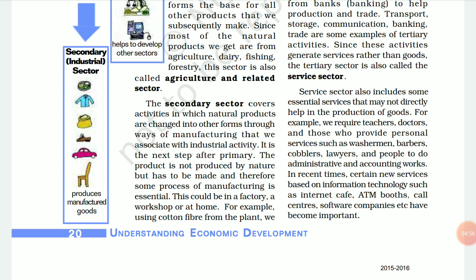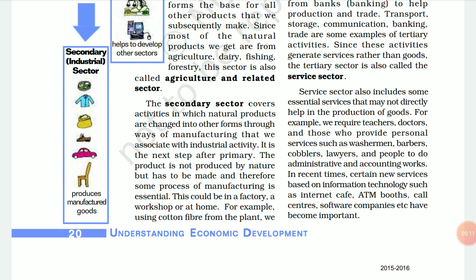Now the secondary sector, your second sector is your secondary sector. The secondary sector covers activity in which natural products are changed into other forms through the way of manufacturing that we associate with industrial activity.